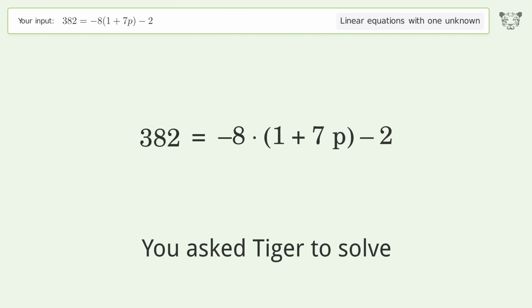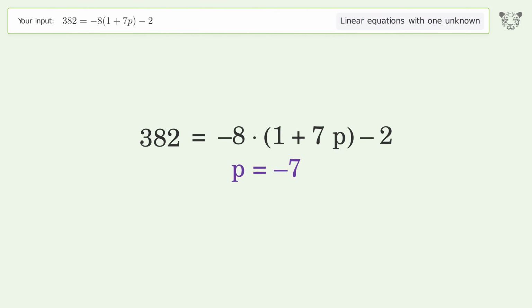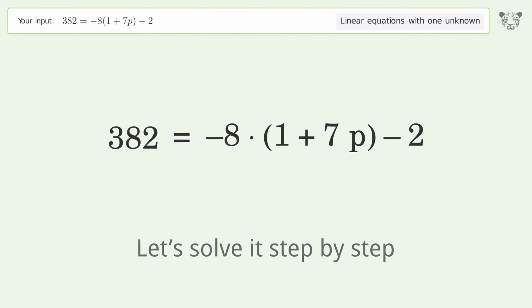You ask Tiger to solve this. This deals with linear equations with one unknown. The final result is p equals -7. Let's solve it step by step.